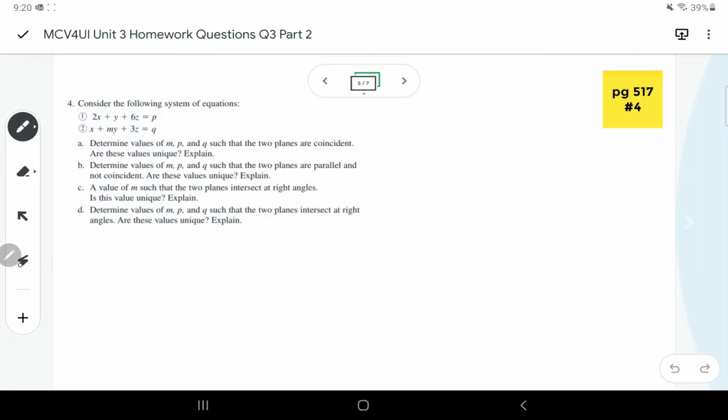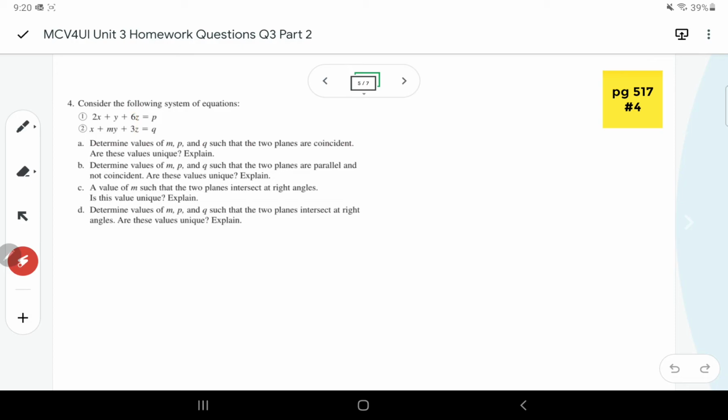Next one. And this is looking at the next section of homework on the intersection of planes. So considering the following systems, 2x plus y plus 6z equals p, and x plus my plus 3z equals q. So let's determine values of m, p, and q such that the two planes are coincident. Okay, so that would mean that they have to be exactly the same equation. So if we look at the components or the terms where we know both, we can kind of clearly see that the x coefficients are doubled in plane 1, and so are the z coefficients.